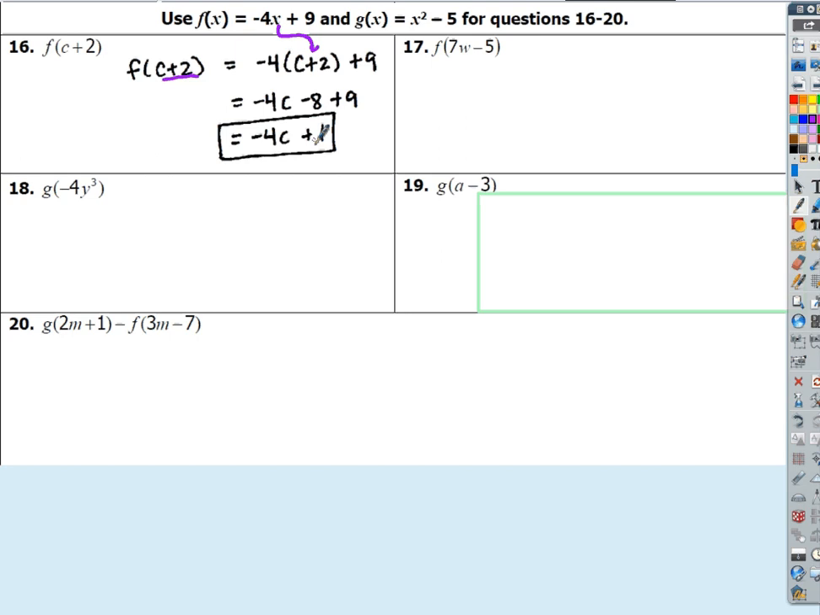So if I write this as an ordered pair, it's going to look a little strange. What's my input? What did I input into the function here? C plus 2. Right? What's my output? Negative 4c plus 1.